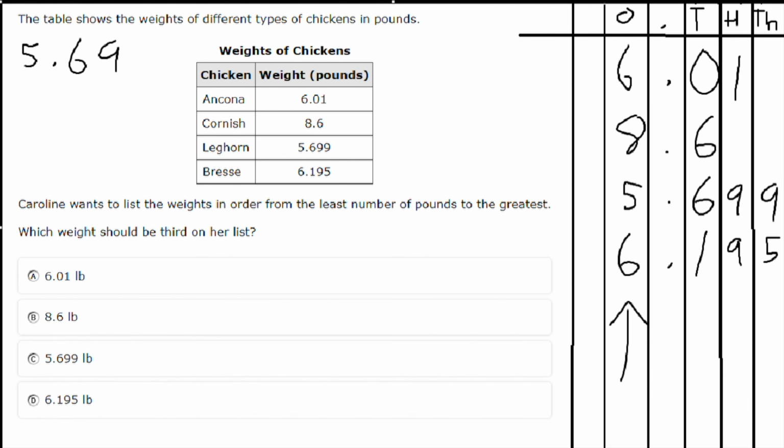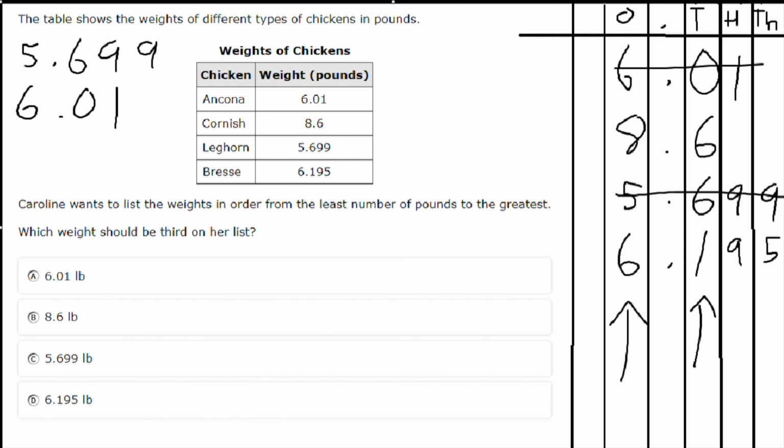All right, what's next? So now we are looking at the ones place again. We've taken care of the 5. Now which number comes next? Well, we have a 6. The 6 is the next smallest number, but we have 2 of those. So now we're going to move over to the tenths place, which is right here. Which number is smaller, 0 or 1? Obviously it's the 0. So the next number we're going to have is 6.01.